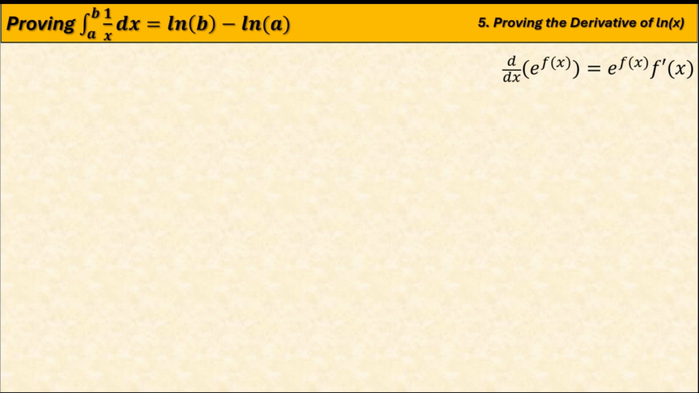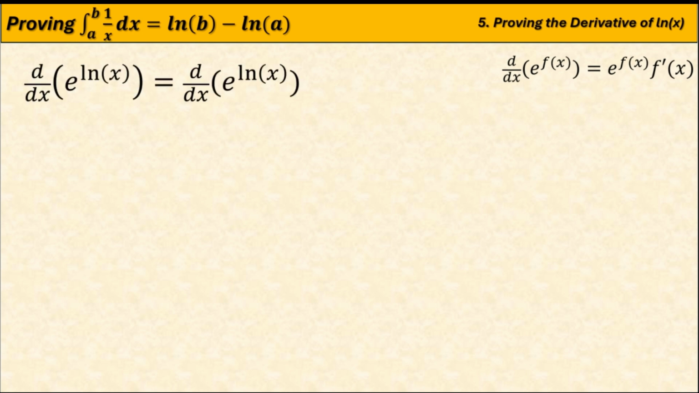Let's move on to the fifth step of the proof, which is proving the derivative of the natural log of x, which is what we were trying to do a lot earlier in this proof. First, I'll begin by writing the same thing on both sides of an equal sign, the derivative of e to the natural log of x. On the right side, we'll acknowledge that e to the natural log of x is equal to x by the definition of the natural log. And we know that the derivative of x is just 1, which is just calculus at its very basics.